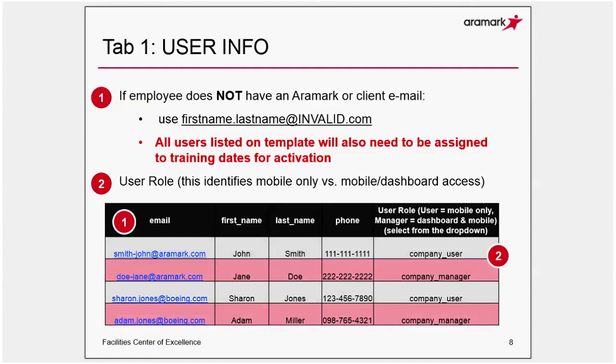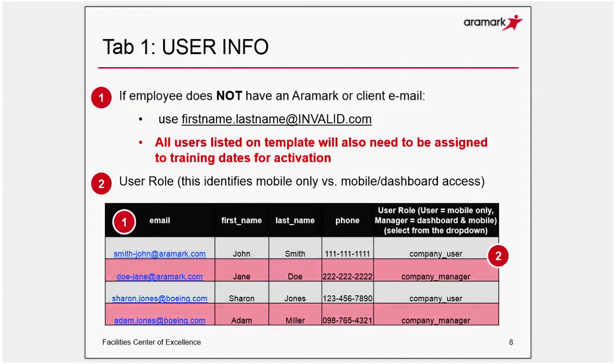If the user does not have an Aramark or client-based email address, use the following method for filling this out. The formula is firstname.lastname@invalid.com. The user information entered here will also be the username to log into GoSpotCheck. Please keep this info as a record for activation. Please note that any correspondence will need to be made to the site manager or supervisor that has an Aramark or client email address and will not work with the invalid email address. Again, keep all inspector usernames, even invalid ones, for future activation and login purposes.